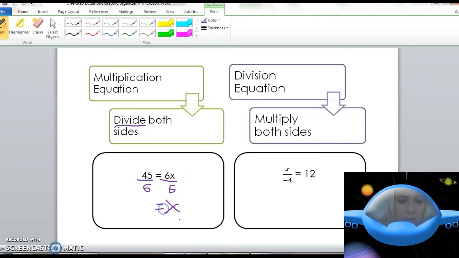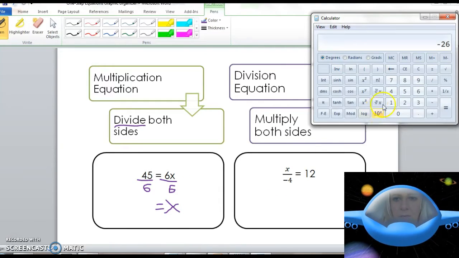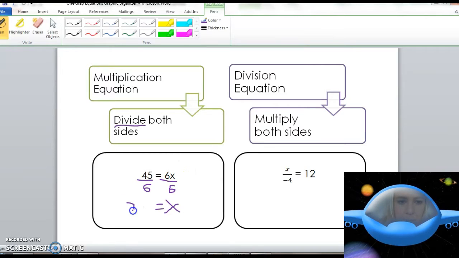So in this case here, I'm going to take 45 divided by 6 is equal to 7.5.